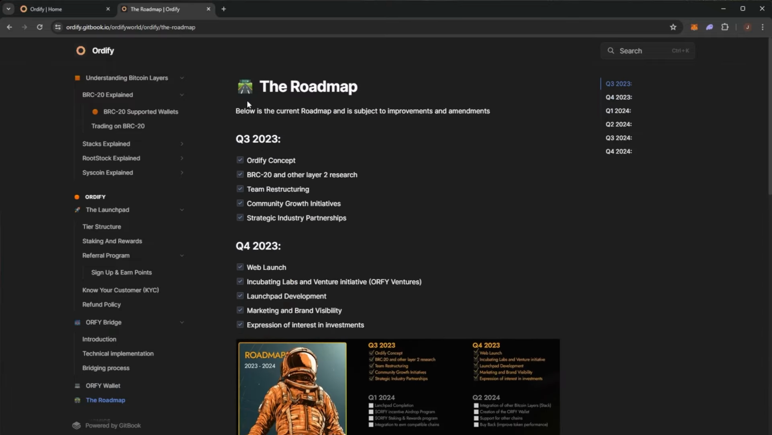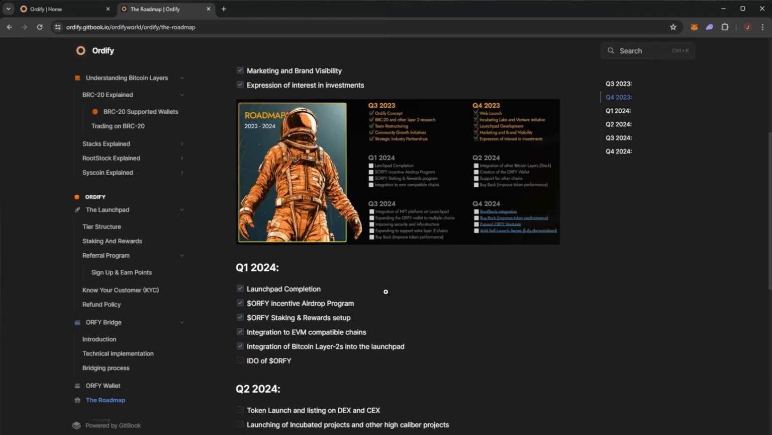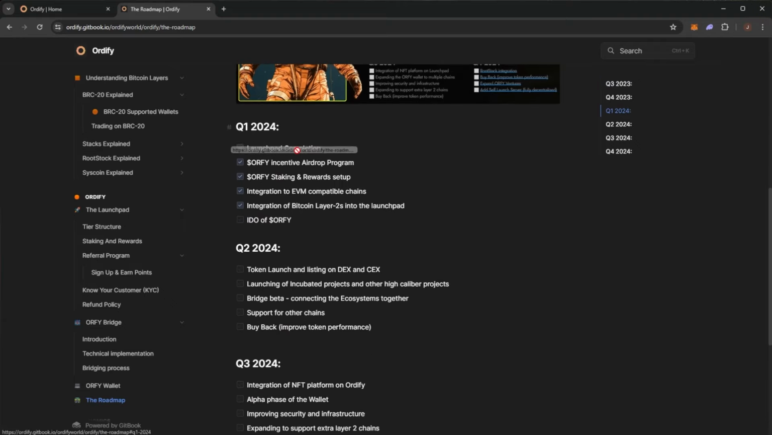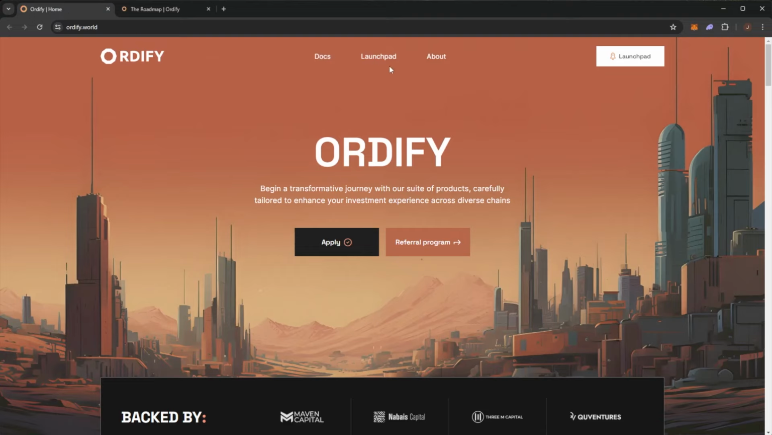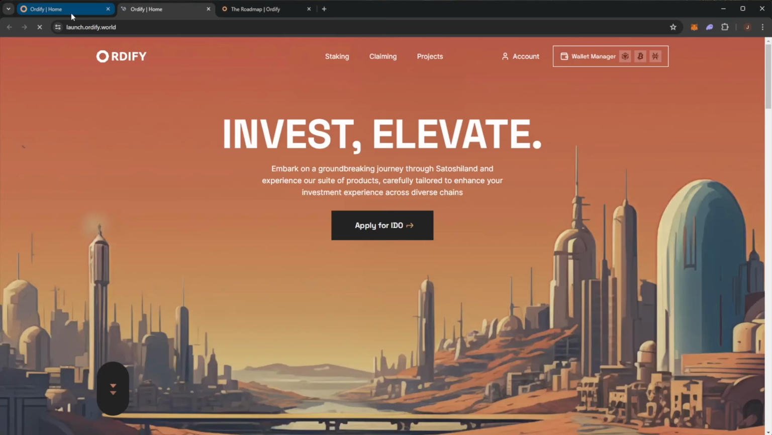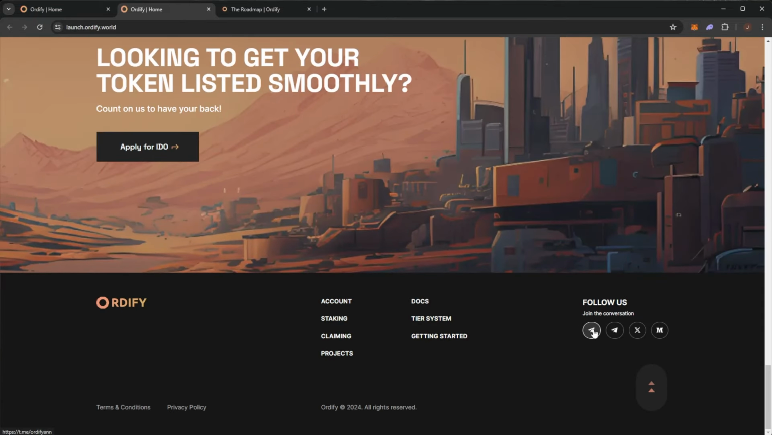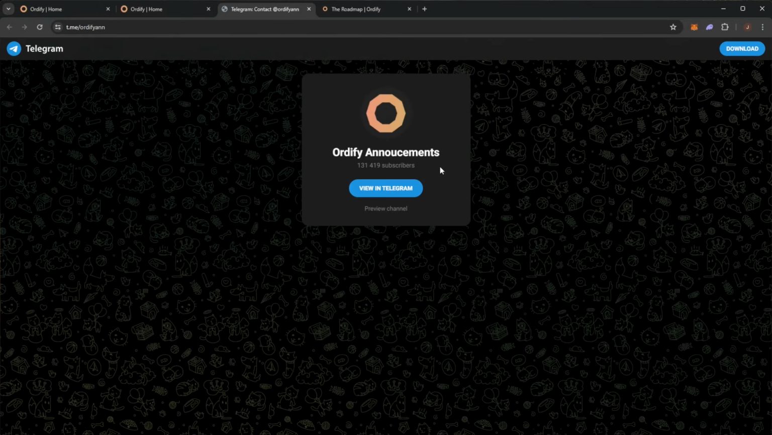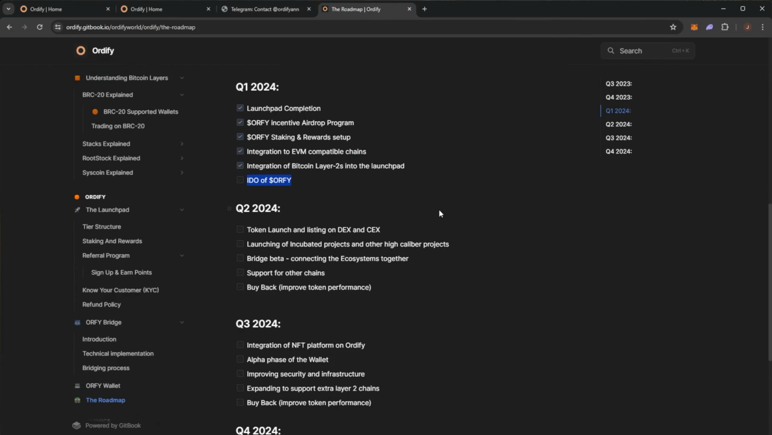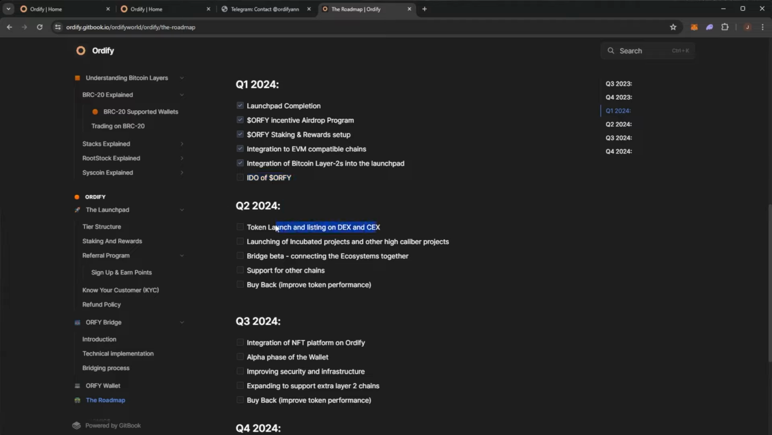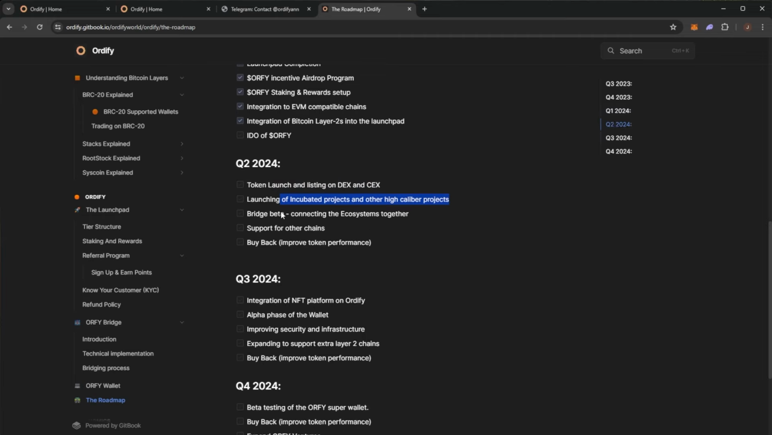So we've seen what they've already done so far, quite a lot already. So next up, of course, will be the IDO for Ordify. I'm sure we'll have further details about this. We, of course, have the Launchpad itself where you can apply for IDOs. If we take a look at their socials as well, in their announcement channel, over 131,000 subscribers in their Telegram. Absolutely huge.